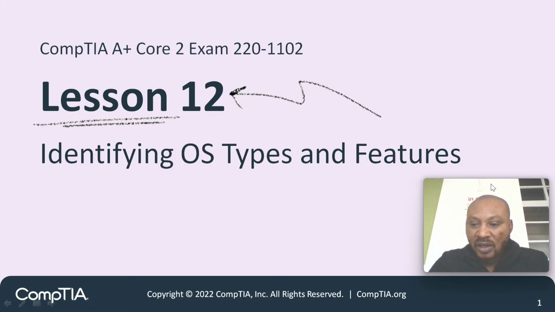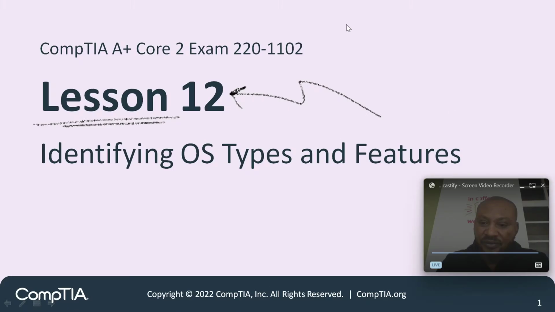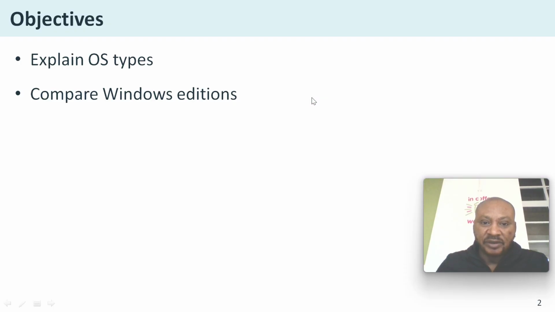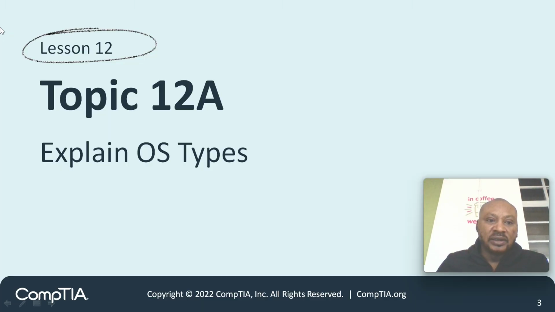Thank you. So without much ado, we're going to move on to our training for Lesson 12, which is Identifying OS Types and Features. Our objectives for this lesson are two. We're going to explain the operating system types, then we're going to compare Windows editions. It's going to be a very short training. So we want to tell you about the operating system, the types of OS, and how you can compare them.